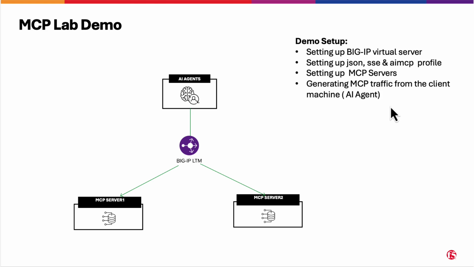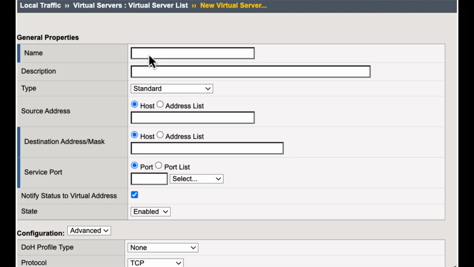The MCP server exposes employee data so that AI agents can query employee information in a structured, standardized way. The virtual server will accept traffic from any source IP address.